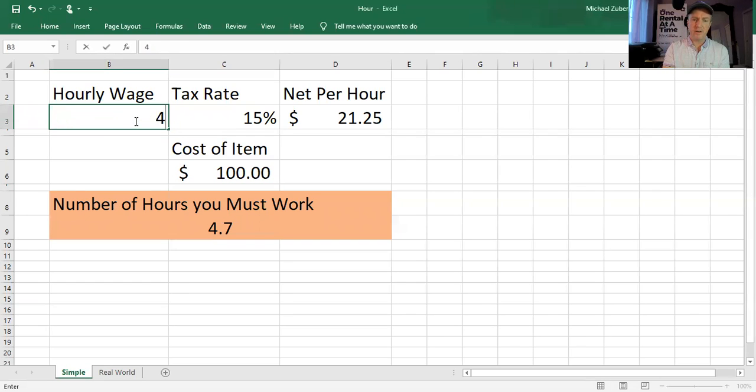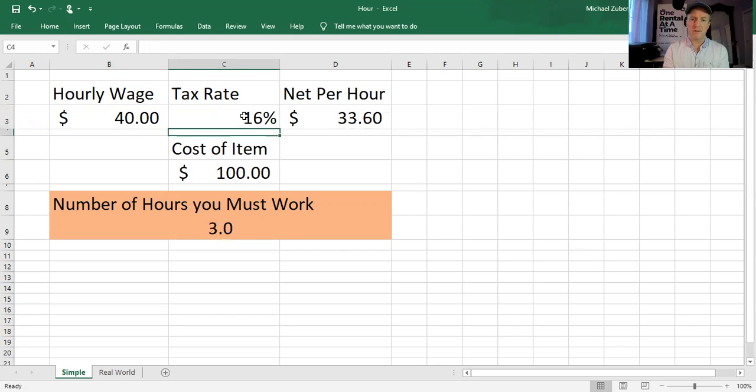And let's just say you had a friend who made $40 an hour, right? Same tax rate. You know what? We'll assume their tax rate is 16%. So their tax rate went up. In this case, your friend who maybe went shopping with you and you both bought the same item, for them, it's only 3 hours of work. Remember, you were $25 and 15% taxes, so it was 4.7 hours. You see how that makes sense?